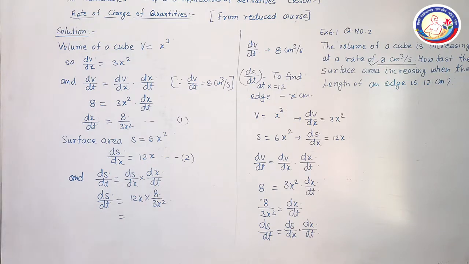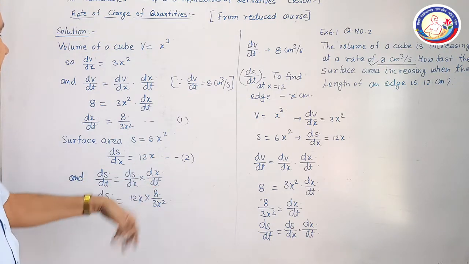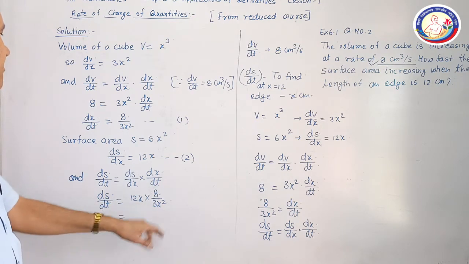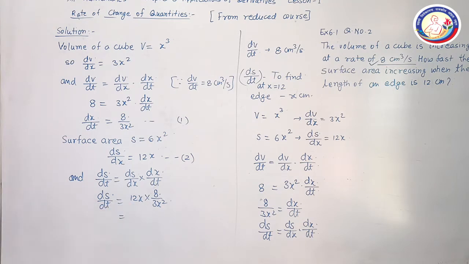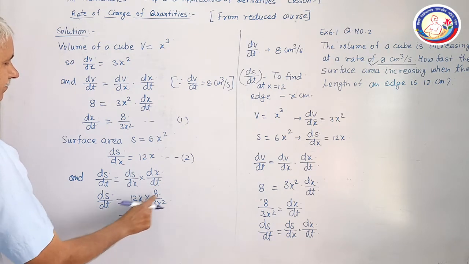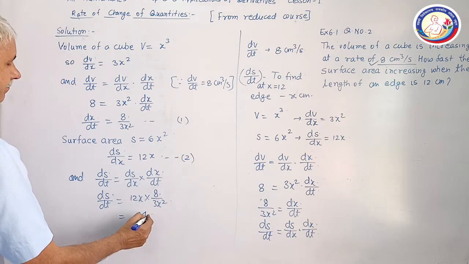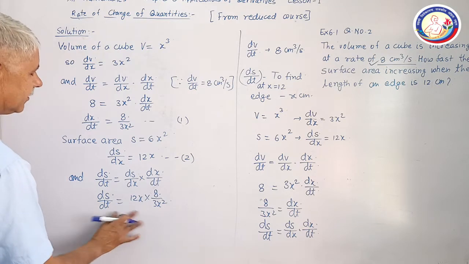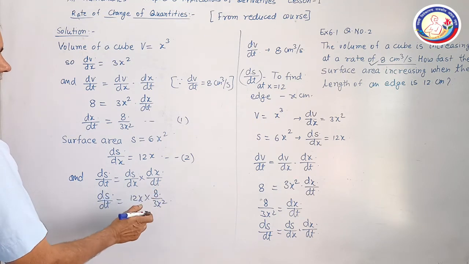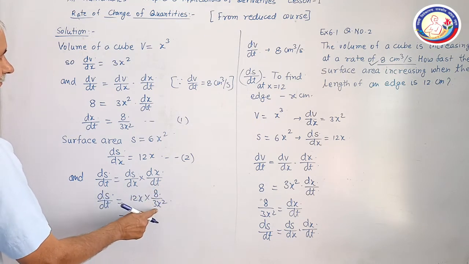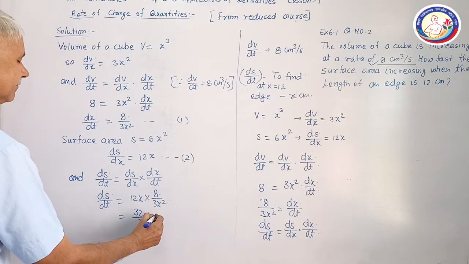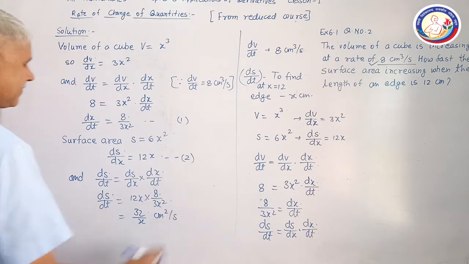Now it is 12x, x cancels x, and it will be 24 upon x. No, 36. Cancel 12 by 3, this is 4, 4 area, 32. X square centimeters per second.